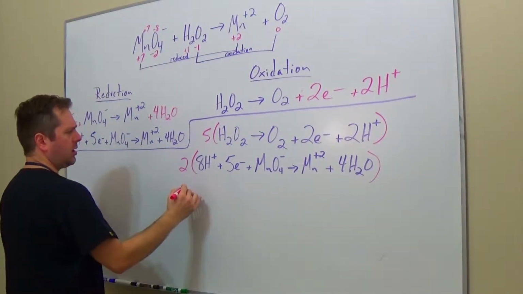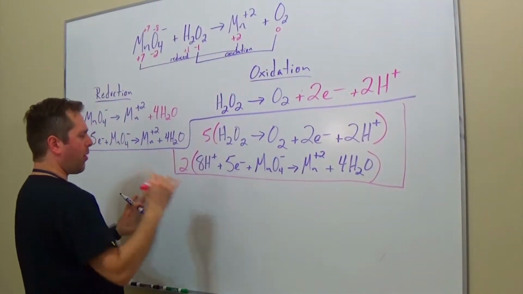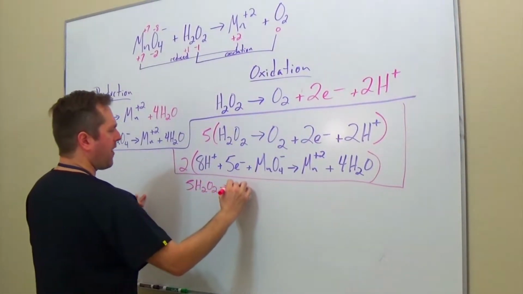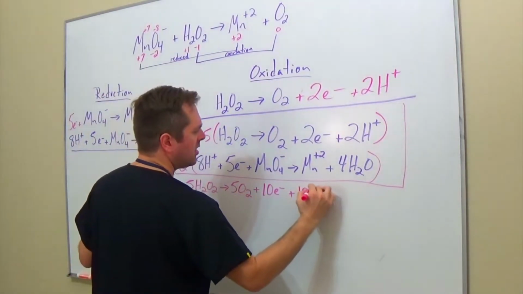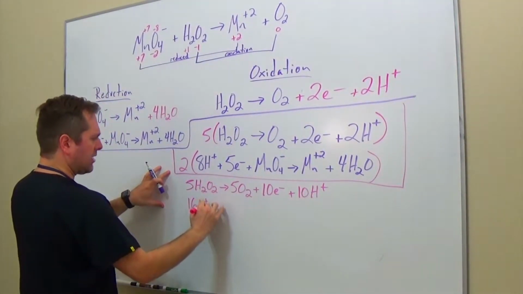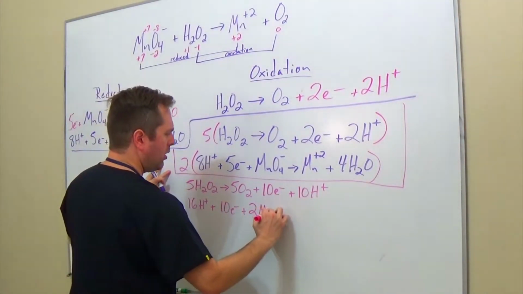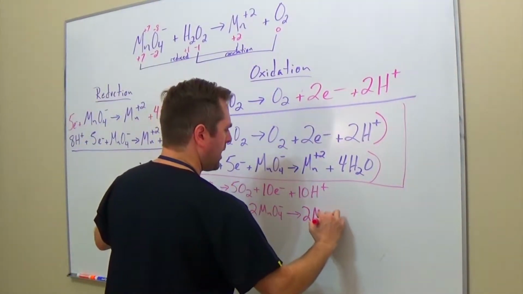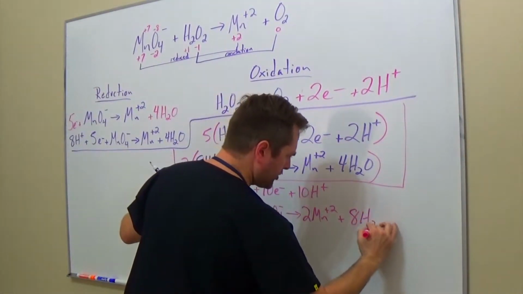So I'll do it like this. I'll set this off again. Okay, it's all about compartmentalization. 5 hydrogen peroxide, 5 oxygen, 10 electrons, and 10 hydrogen ions, okay? Down here, 16 hydrogen ions, 10 electrons, 2 permanganate ions, 2 manganese 2 ions, and then 2 times 4 is 8 waters.